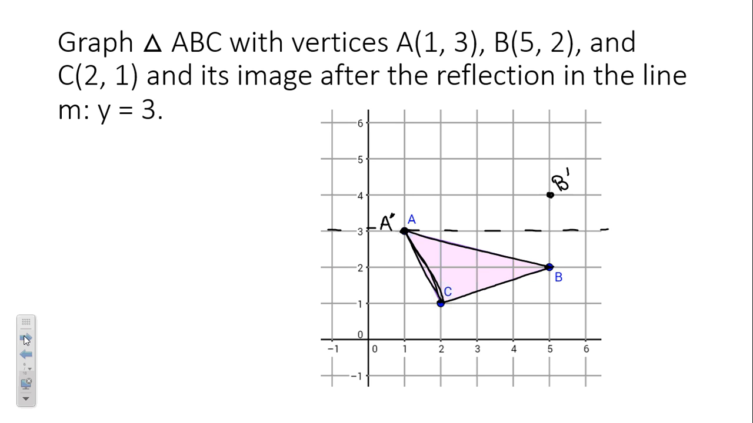And C is how many units down from the line? 2, so we want to move 2 up from that line. That's the one they chose. They said that this is your reflecting line. Normally, before, we did across the x-axis and the y-axis, this time they said y equals 3. So now we have our new triangle, and it should look like a mirror image of the other one across the line y equals 3.